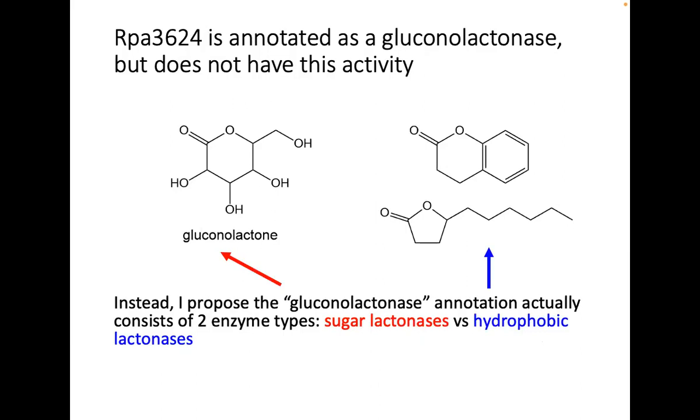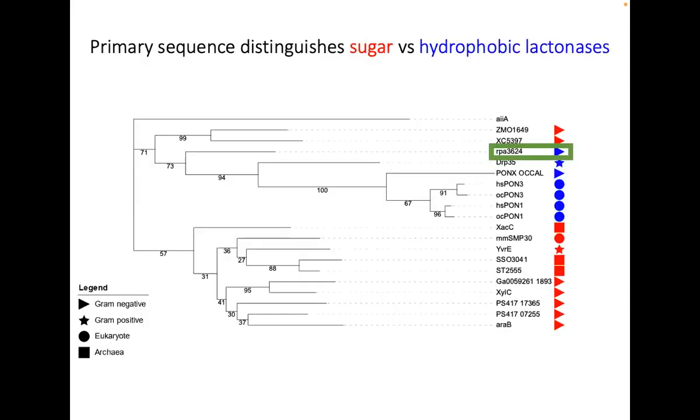types of enzymes. Enzymes that act on gluconolactone and other sugar lactone molecules, or enzymes that act on these more hydrophobic looking lactone molecules. So what I did is I looked at the amino acid sequences for various described lactonases, and we created a phylogenetic tree, and it turns out that this tree groups these lactonases by their substrate specificity that has been reported in some way.